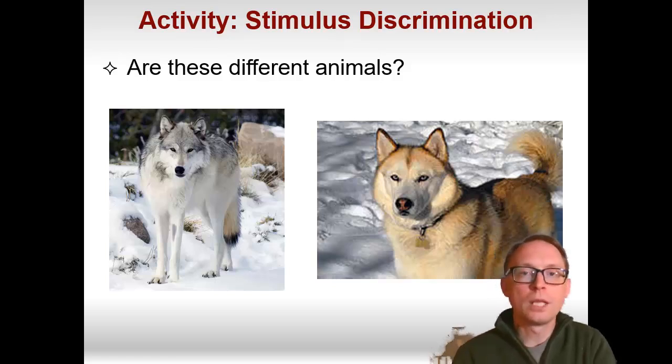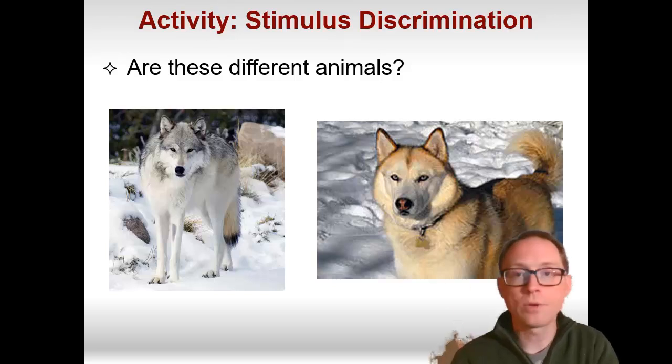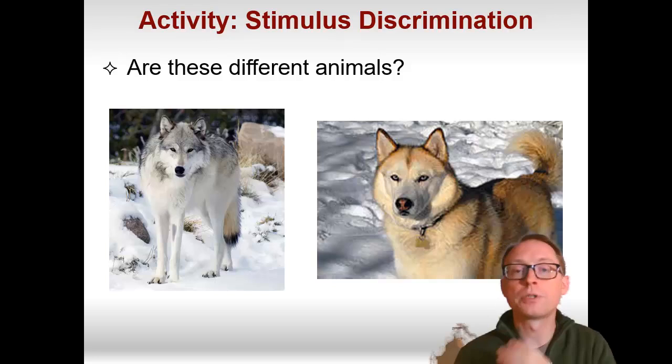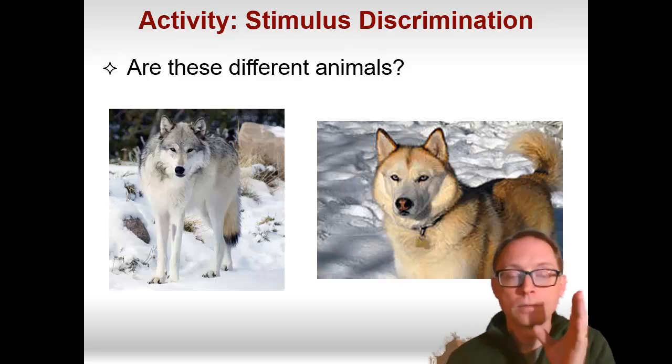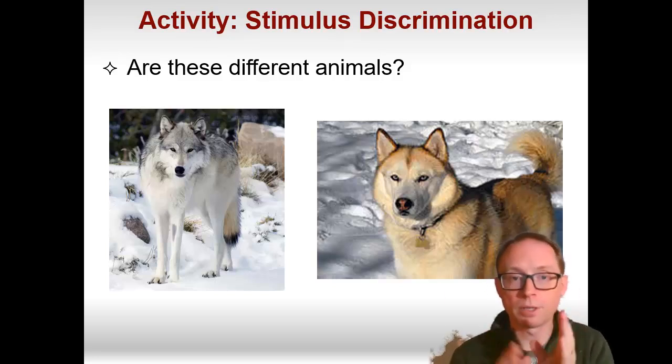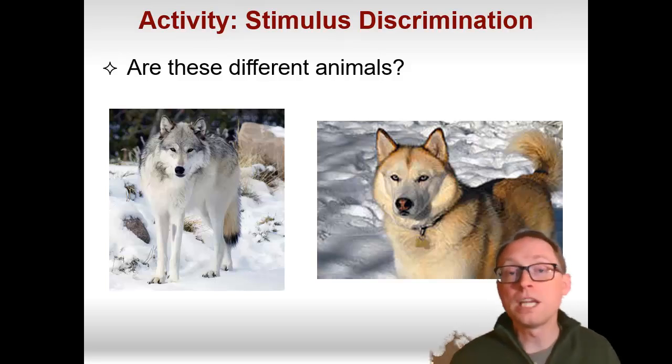If you panic when you see a wolf, but you don't panic when you see a Siberian husky, that would be stimulus discrimination, because you're able to discriminate the actual stimulus from something similar, the wolf from the Siberian husky. In the Garcia effect, here's a good example.